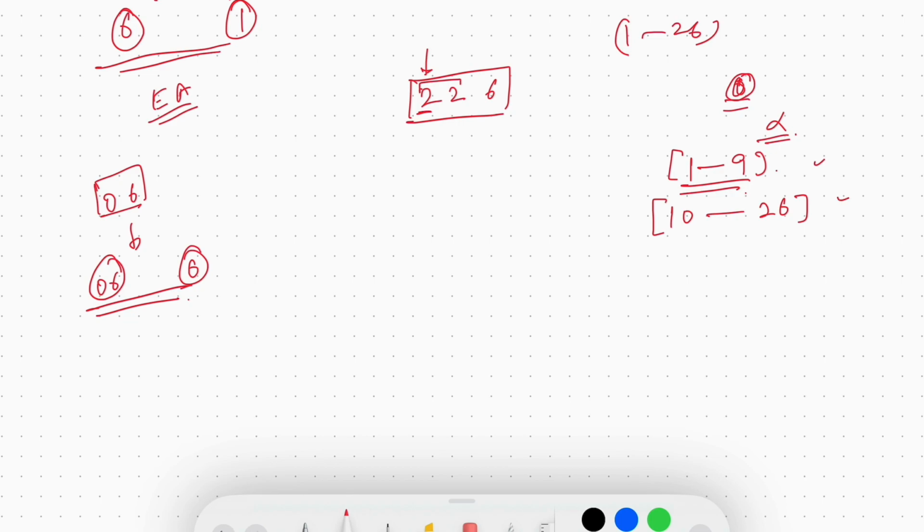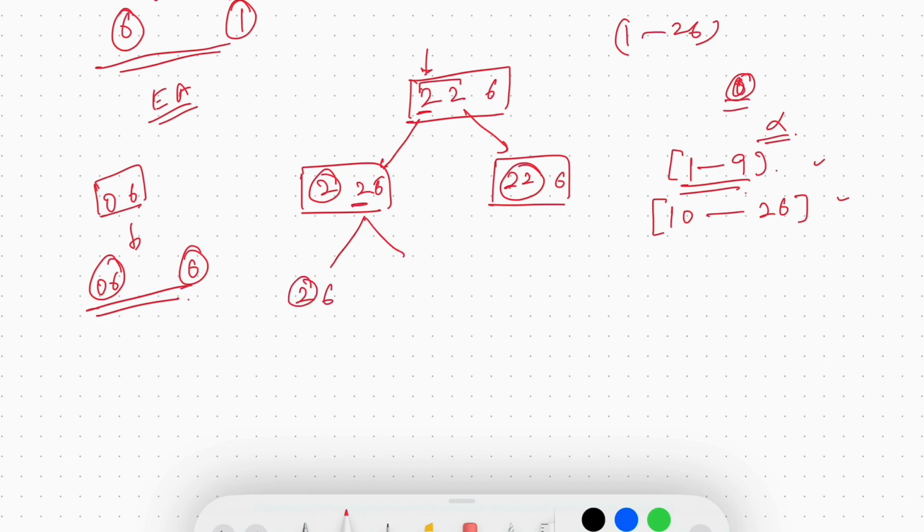So the first digit is 2. Yes, we can decode 2. So 2 is decoded, we are left with 26. And the other way is taking the first two elements: 22 we have taken and then decoding 6. Let's first complete this recursive call. We have decoded 2. Now we can further decode 2 and we are left with 6, or we can decode 26. So now it is 2, it is B, and B again. If I further decode 6, it will be F.